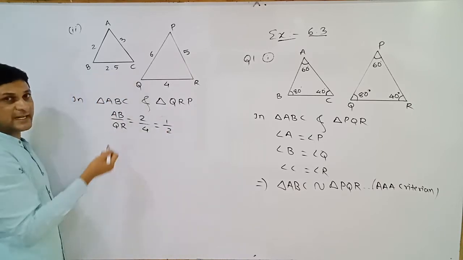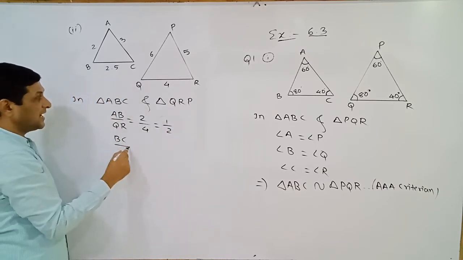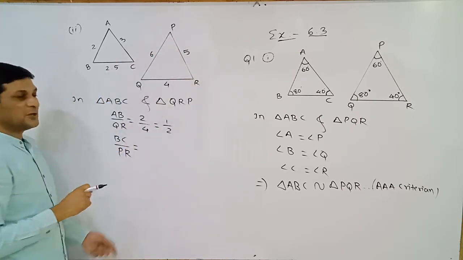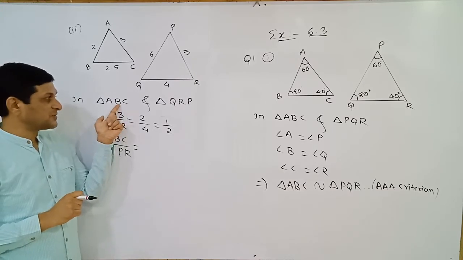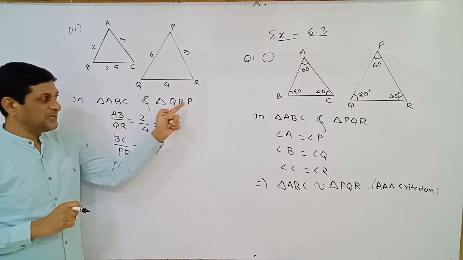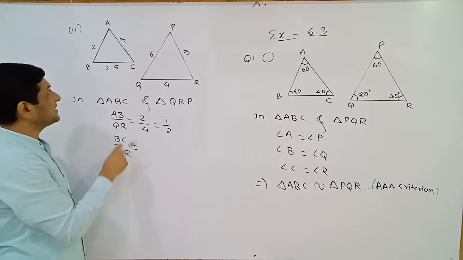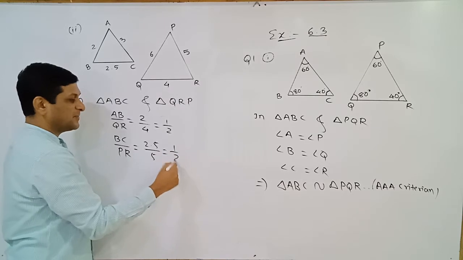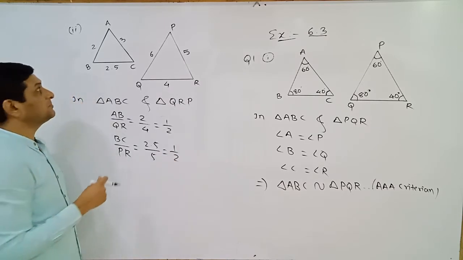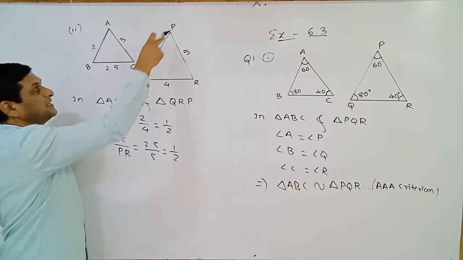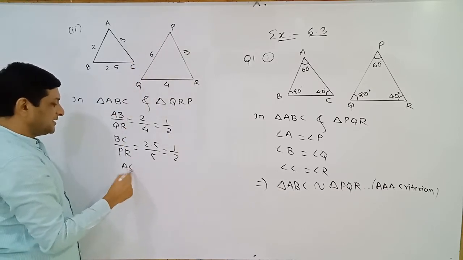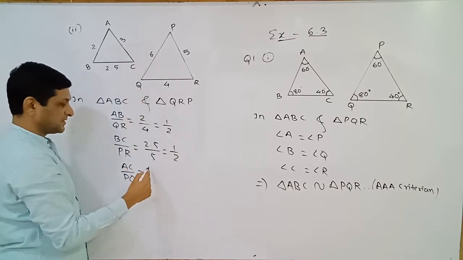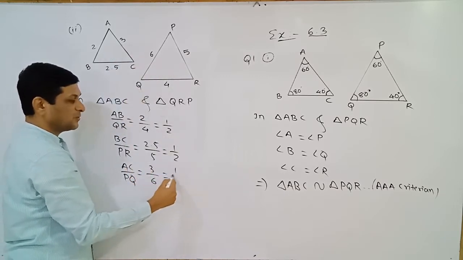Then consider the second corresponding side, BC, and its corresponding side is PR. So here you are easily able to observe the correspondence of BC and PR. Their ratio will be 2.5 upon 5, which is 1 by 2. And lastly, find the ratio of the third side, AC and PQ. AC upon PQ is 3 upon 6, which is 1 by 2.